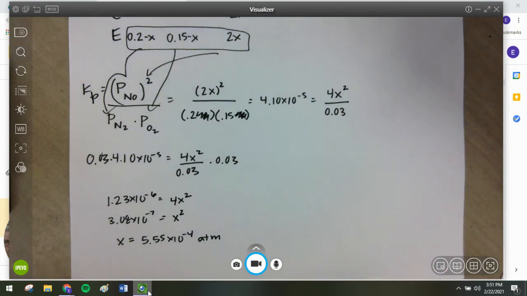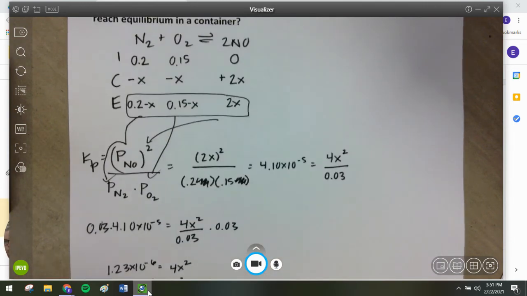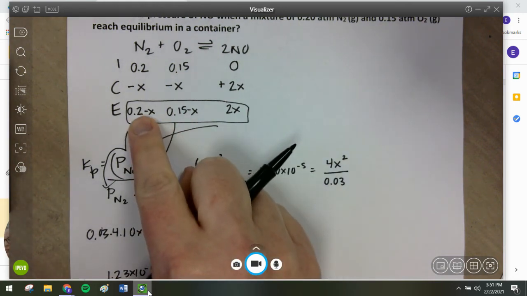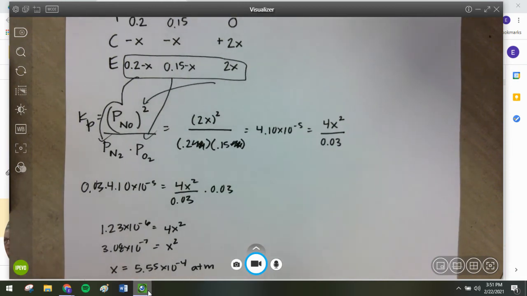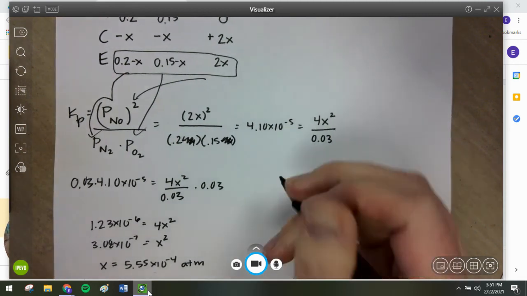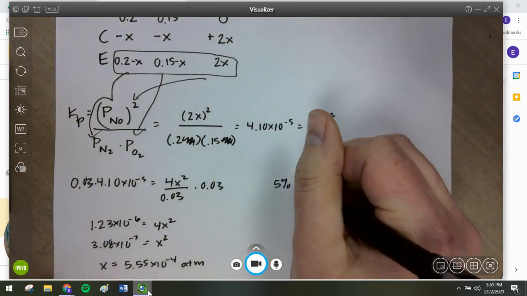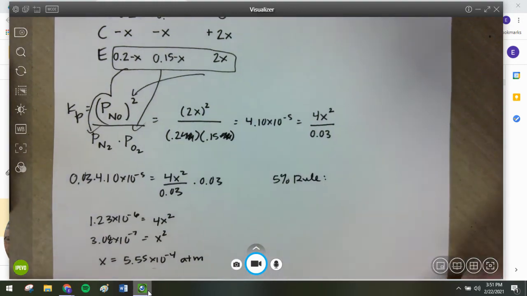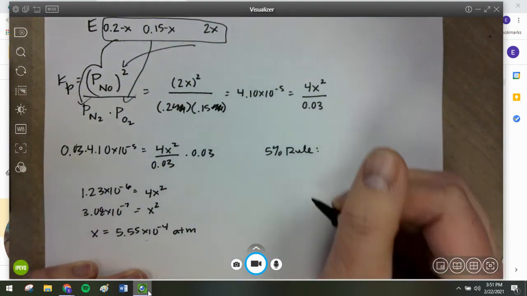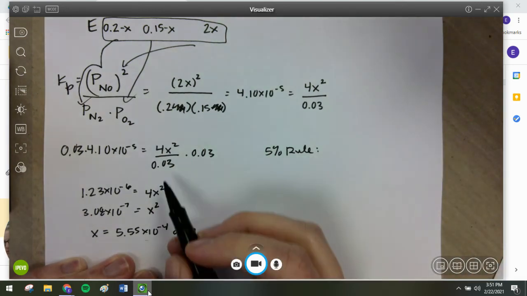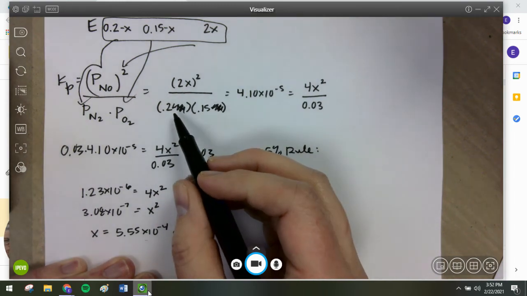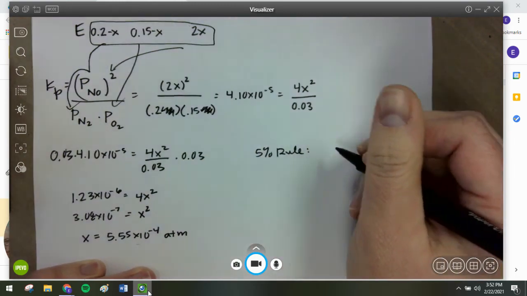So this is equal to my pressure change. So if we go back to my ICE table here, it's going to be my new pressure 0.2 minus 5.55 times 10 to the negative 4th, which is really small. Now, how do we know if this is negligible enough? There is something called the 5% rule. And the 5% rule tells me that if x is less than 5% of my original amount, this 0.2, I can ignore it and it's a totally legit thing.